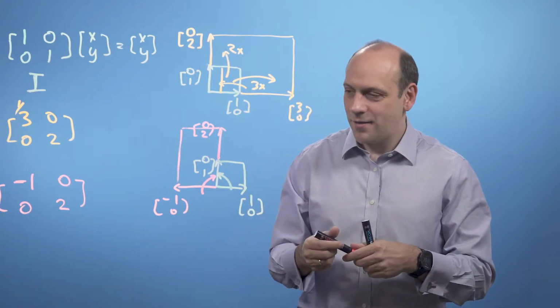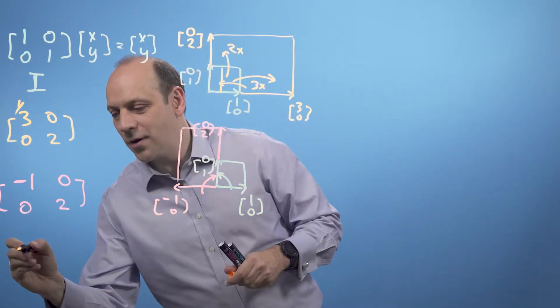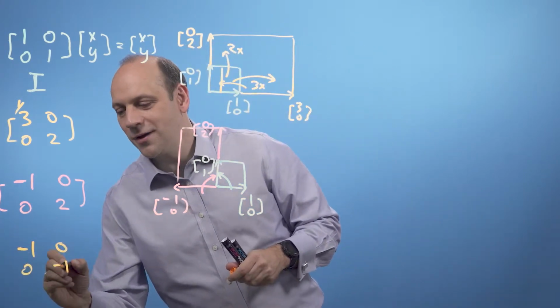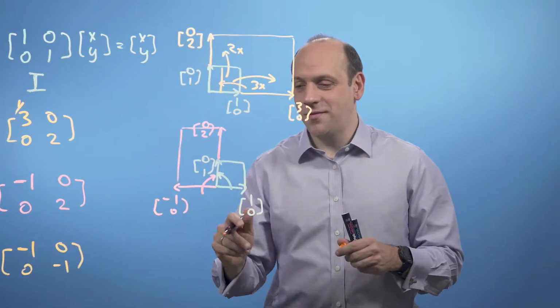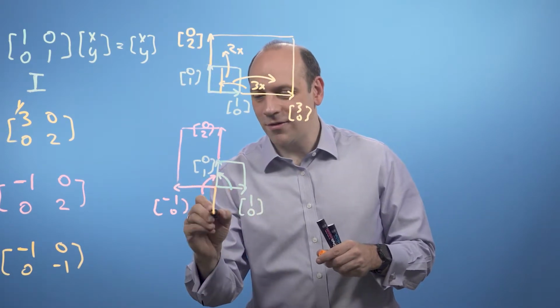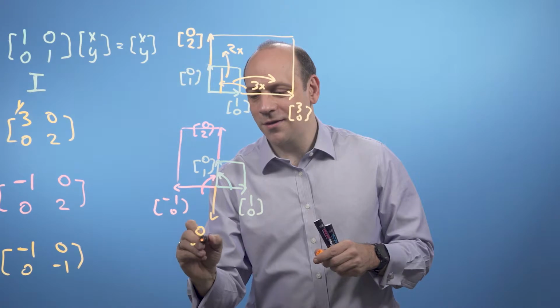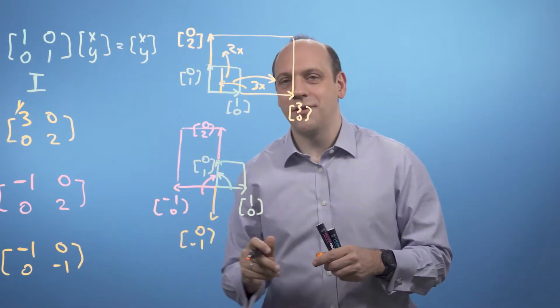Now the other matrix we need to think about, get another pen, is -1, 0, 0, -1. And that inverts everything. It inverts both axes. It takes 1, 0 to -1, 0, and it takes 0, 1 down here to 0, -1. So it flips everything in both coordinates, and that's called an inversion.